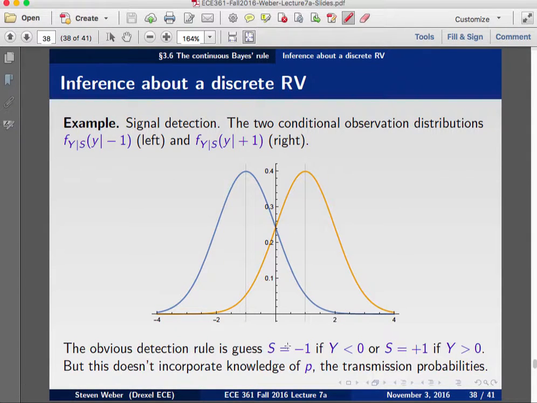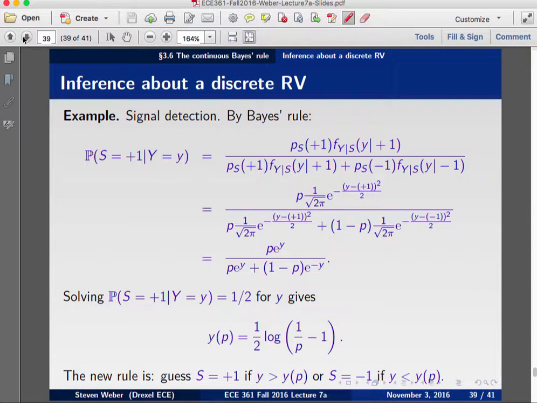This obvious decision rule, to guess s equals -1 if Y is less than 0, or s equals +1 if Y is greater than 0, ignores the knowledge of p, the transmission probabilities. So, not surprisingly, we're going to use Bayes' rule. We want to know the probability that a +1 is sent, given our observation being little y. By Bayes' rule, this is equal to the following fraction. In the numerator, we have the prior probability of a +1 times the conditional probability density for Y given s equals +1.